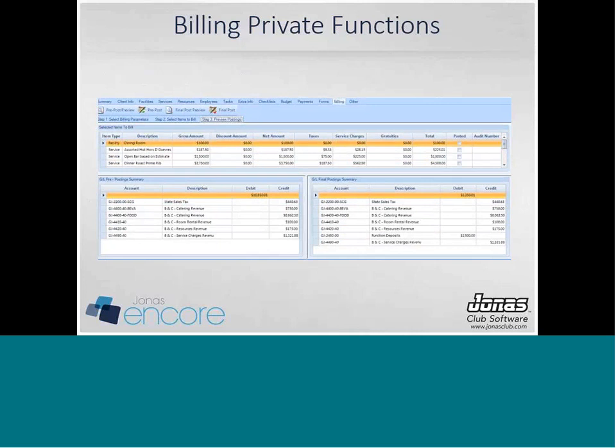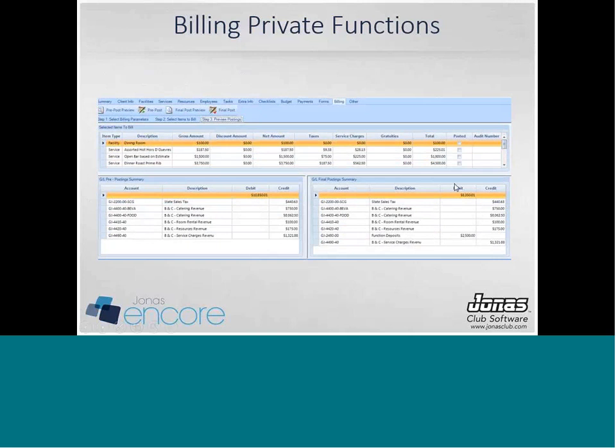You can see the charges listed in the top portion of the screen. Then in the bottom left, you have your pre-post GL summary, and on the right, you have the final post summary. So the only difference here is that the function deposit is being relieved on the right-hand side because that's a final post. The deposit is not relieved in a pre-post because it's still a pre-post, assuming changes could be made. And then the difference is just this total amount.